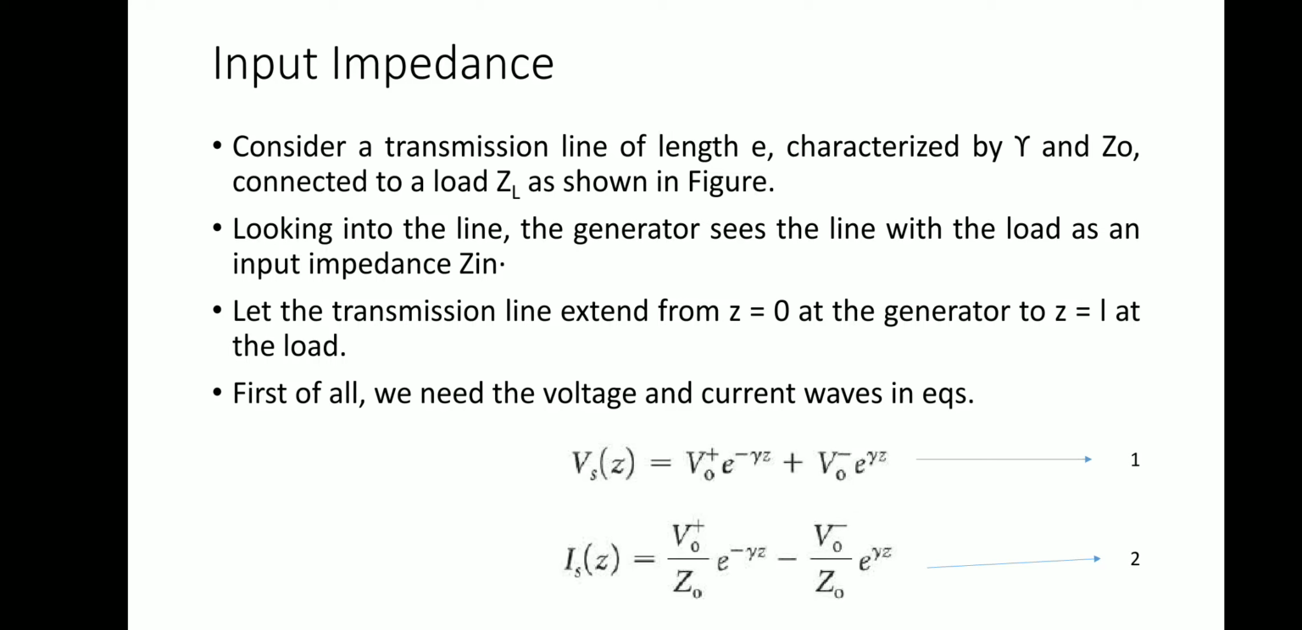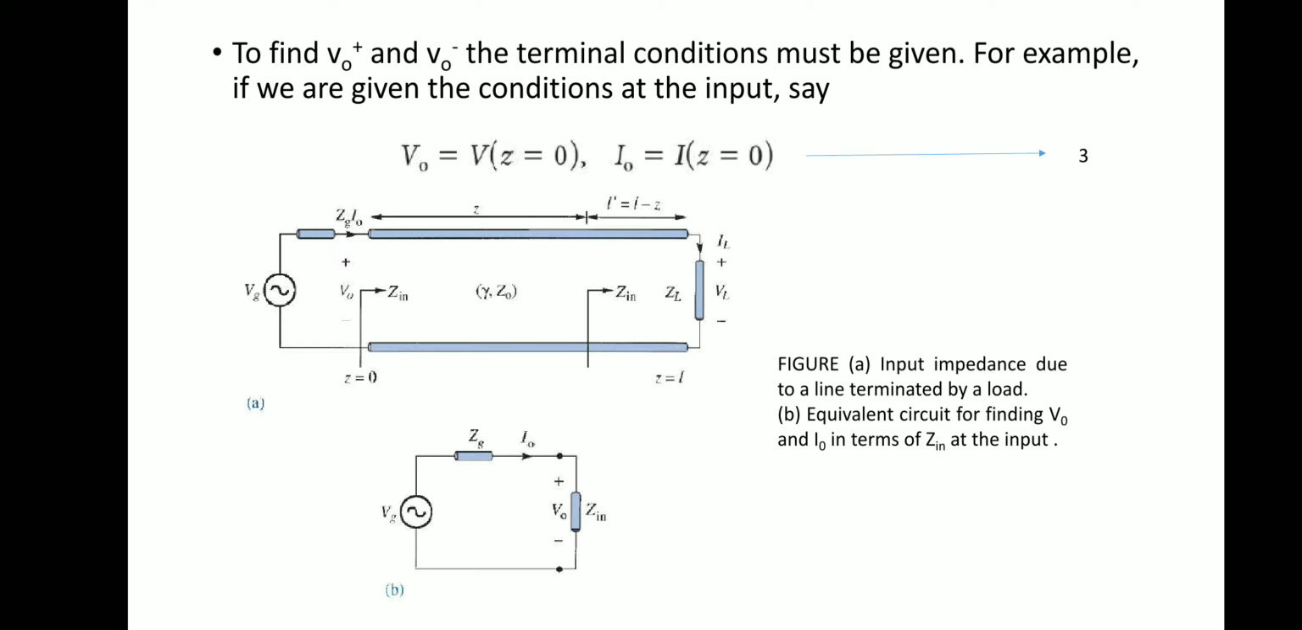In this class, we will derive the expression for the input impedance of a transmission line. What do we mean by input impedance? It means the impedance we get when looking at the input side of a transmission line. For this, we consider a transmission line of length L, characterized by gamma and Z0, connected to a load ZL. We can see it in the figure.